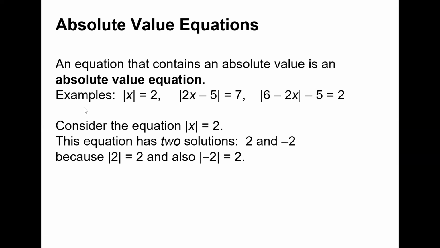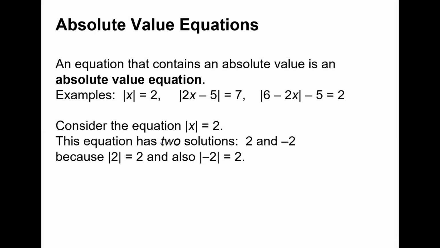An equation that contains an absolute value is called an absolute value equation, such as absolute value of x equals 2, absolute value of 2x minus 5 equals 7, absolute value of 6 minus 2x minus 5 equals 2. Now, let's consider those first equations. Let's start with absolute value of x equals 2. This has two solutions.